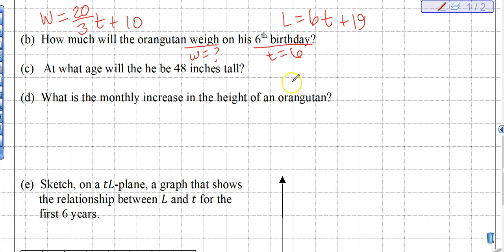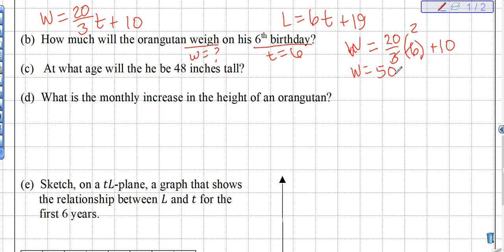And so do we have enough information based upon the data that we've gathered, the relationship of 20 pounds every 3 years, plus 10 pounds starting, to find how much he weighs on his 6th birthday? Yeah, we just write the equation and we replace T with 6. So 20/3 times 6 plus 10, and we could cancel that, 20 times 2, that's 40 plus 10, that's 50.